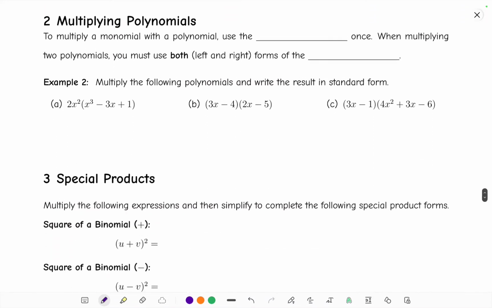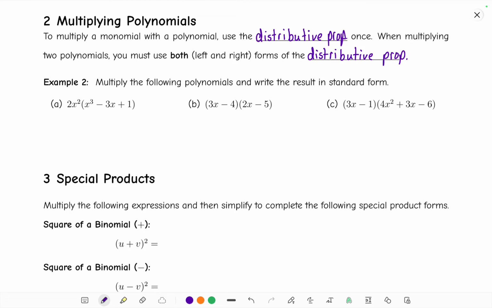Now let's multiply polynomials. To multiply a monomial with a polynomial, use the distributive property once. When multiplying two polynomials, you must use both left and right forms of the distributive property. So multiply the following polynomials and write the result in standard form.